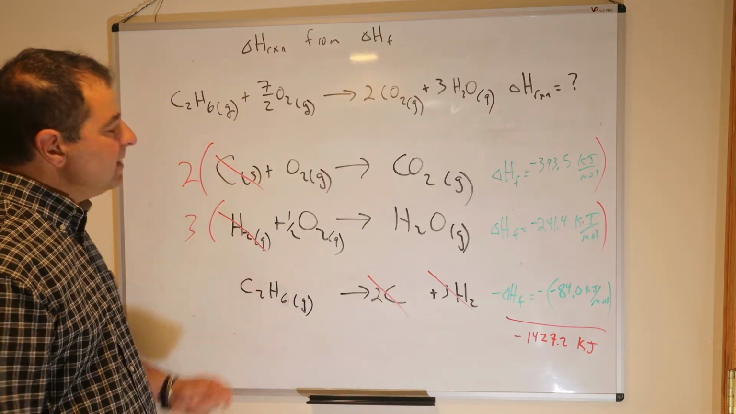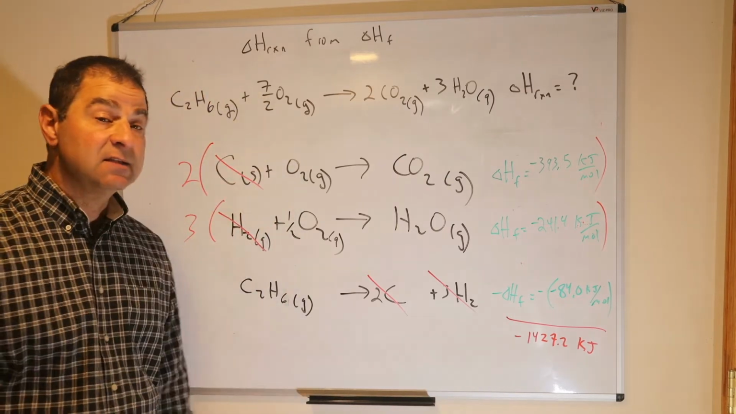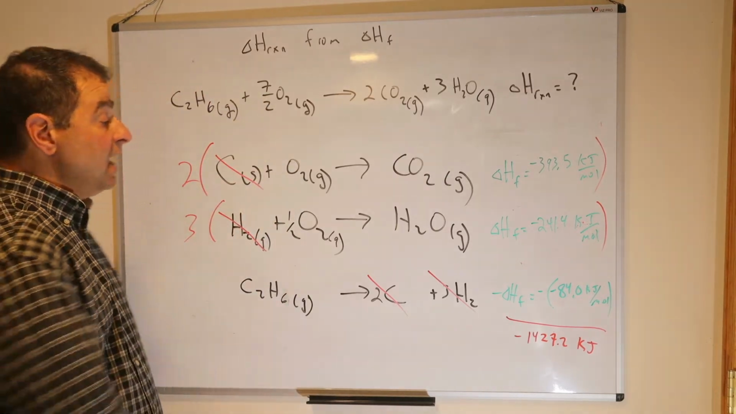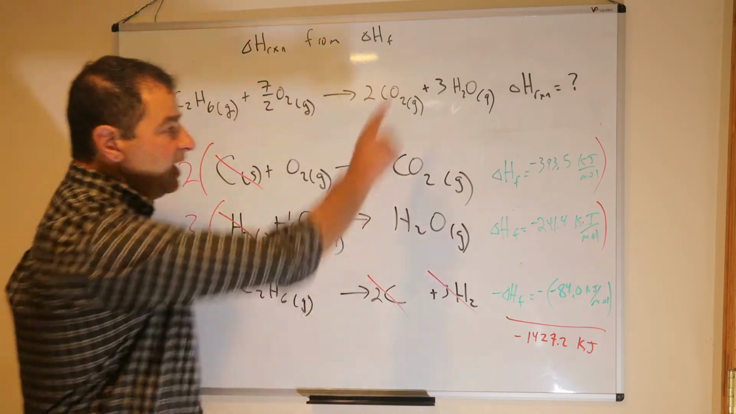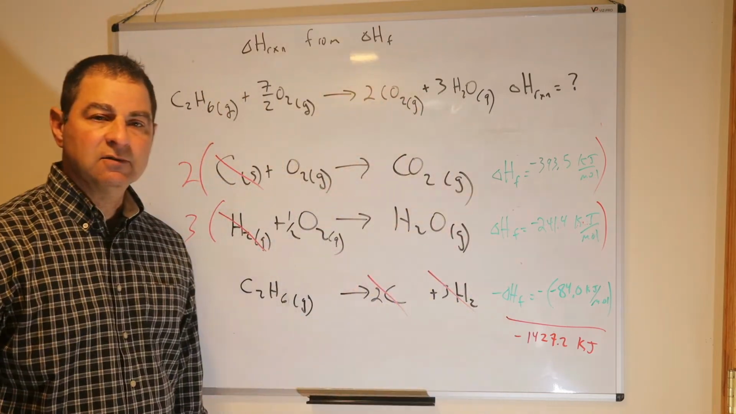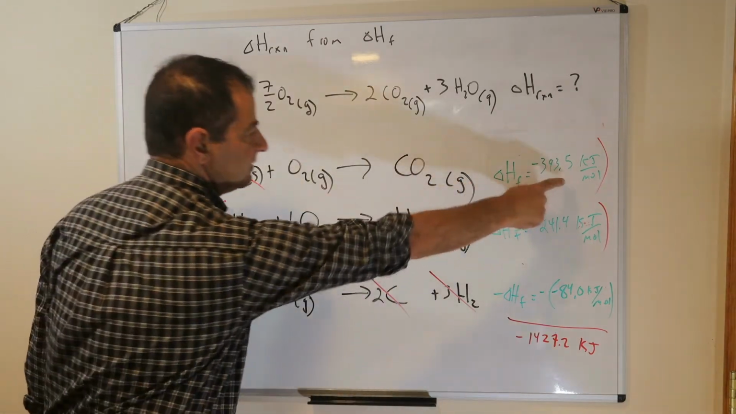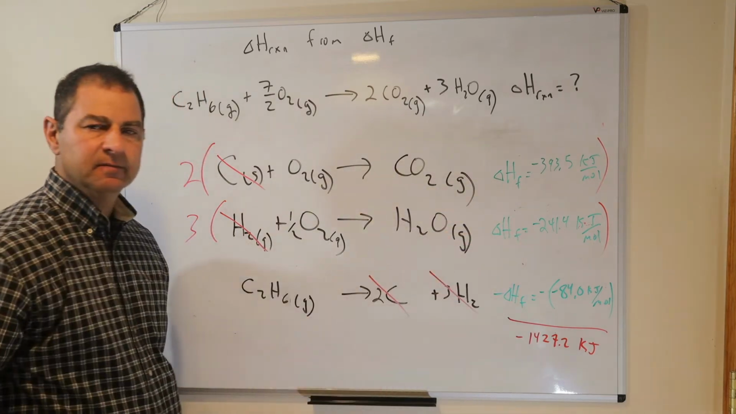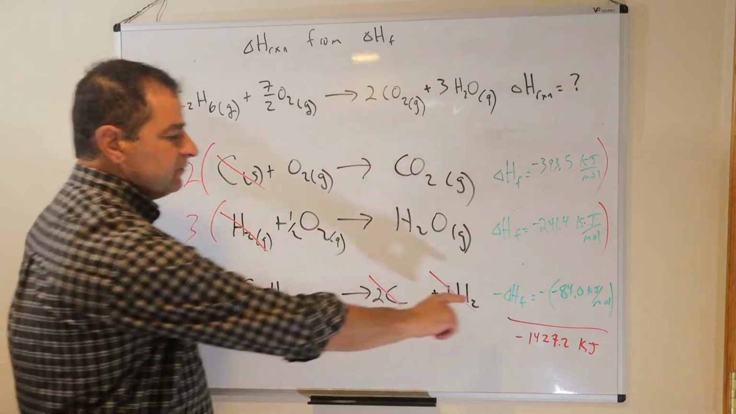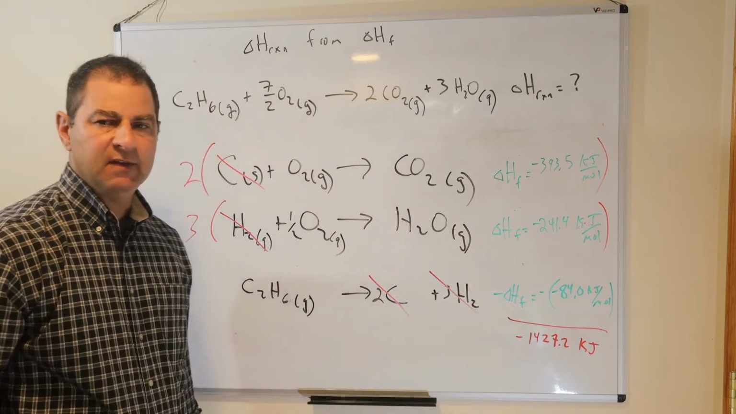I've used the heat of formation of the compounds in the original reaction, leaving out O2 because that's in its natural state, has no heat of formation, and used Hess's law to combine them to get my equation of interest and my heat of reaction. To summarize this, what we've done is we've taken 2 times this heat of formation, plus 3 times this heat of formation, plus 1 times this heat of formation, or the opposite of that.